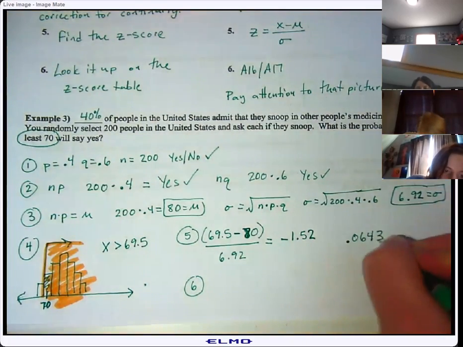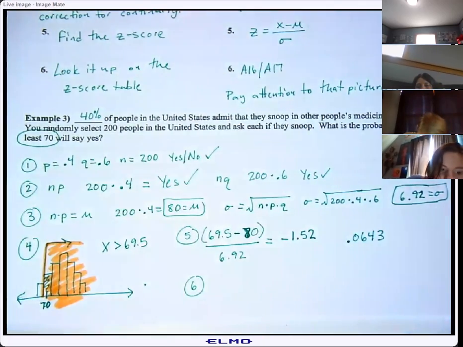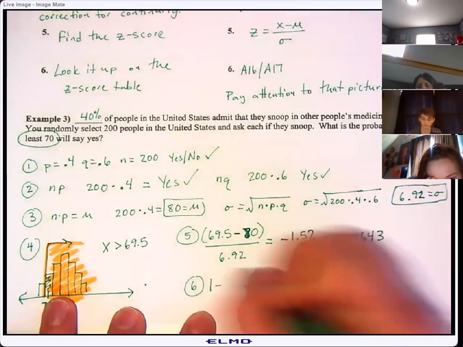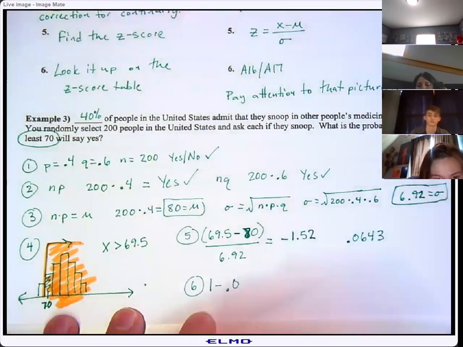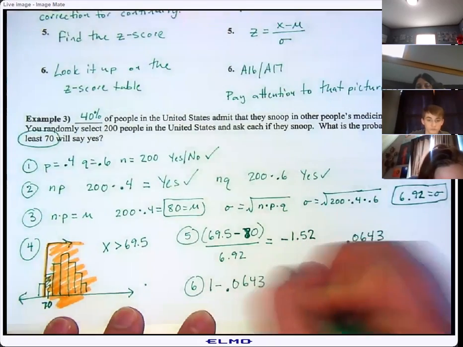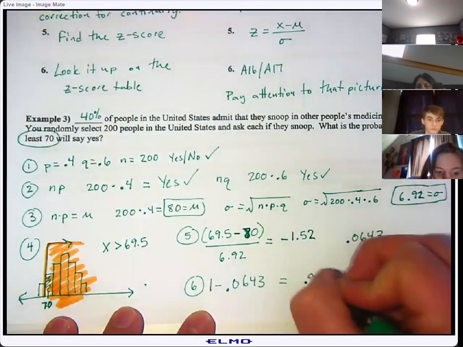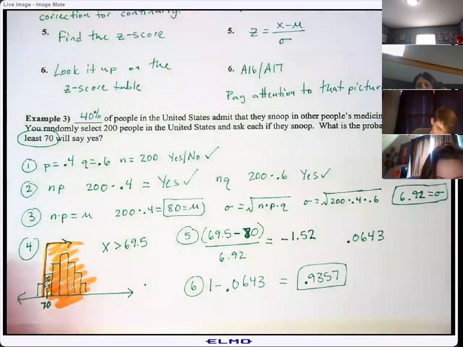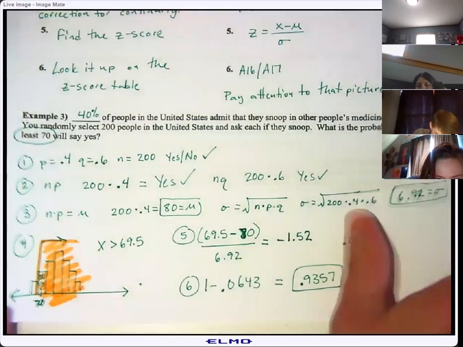0.0643. Can somebody confirm for me, please? Then you have to do 1 minus. Yes, but I don't know if that's right yet because nobody's confirmed. Mitchell confirmed. All right, so we're going to do 1 minus that, because we want to go to the right. And what do you get? 0.9357. There we go. And that's how you do a binomial approximated by a normal continuity problem.